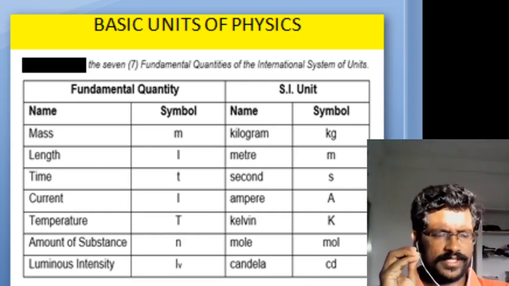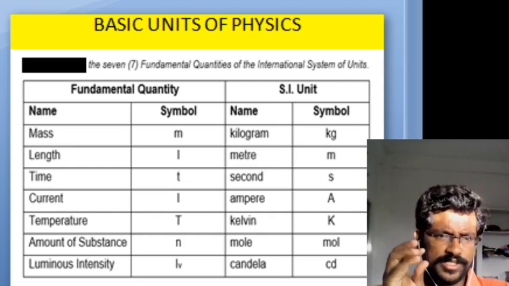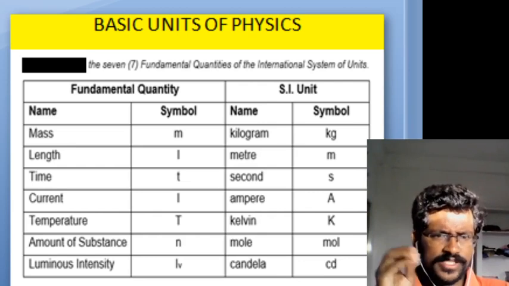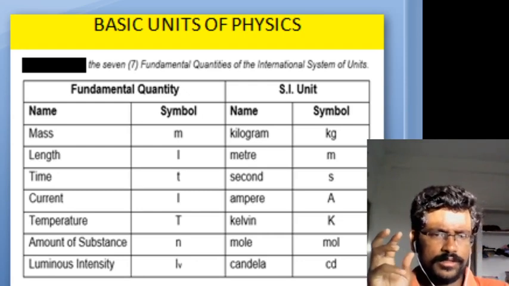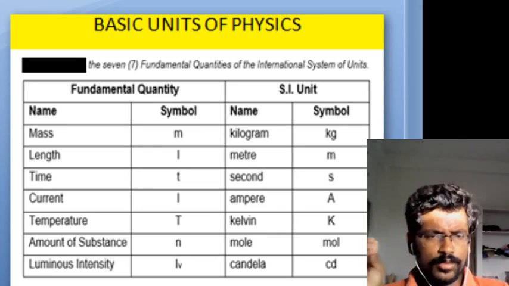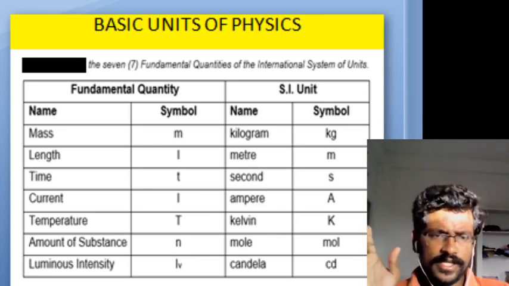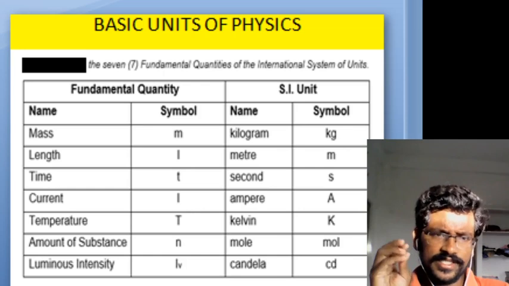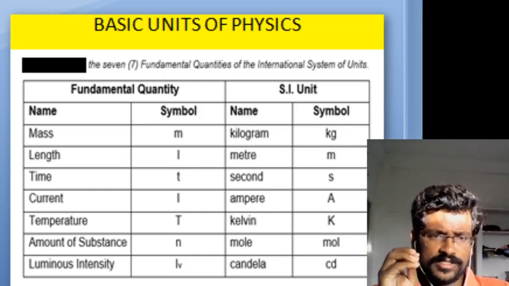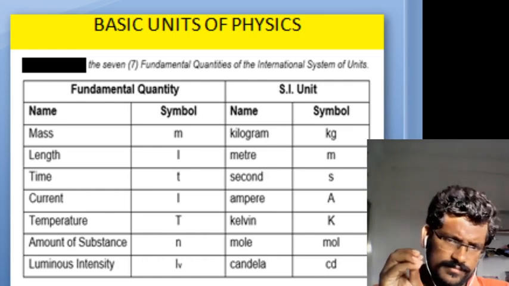Now we are going to discuss amount of substance. Now we will measure how many molecules are in a room, or in a vacuum tube, anything. That is measured by amount of substance. The SI unit is the mole. Luminous intensity, the light intensity, is measured by luminous intensity. The SI unit of luminous intensity is the candela, cd. Okay, these are the 7 fundamental physical quantities.